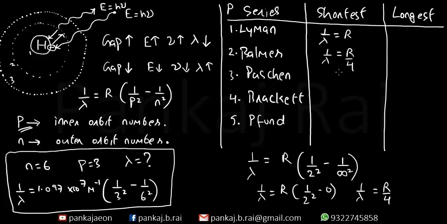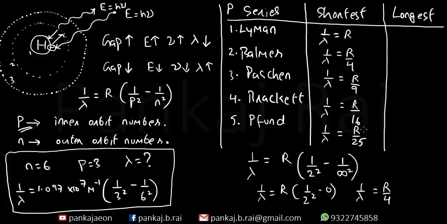Now I can continue the discussion similarly, and we can obtain the shortest wavelength of Paschen series as 1 by lambda is equal to R times 1 by 3 square, so it will be R by 9. For Brackett, it would be 1 by lambda is equal to R times 1 by 4 square, which is 16, and you can simply guess that 1 by lambda for Pfund will be R by 25. So this completes the shortest wavelength of the corresponding series. So if they ask you to find the shortest wavelength of Brackett, you simply have to use the formula 1 by lambda is equal to R by 16. Substitute the value of R and you are done.